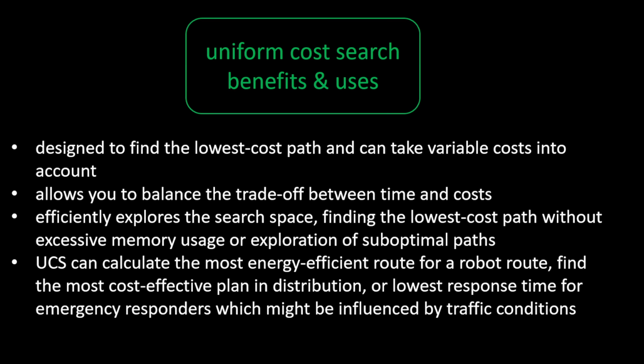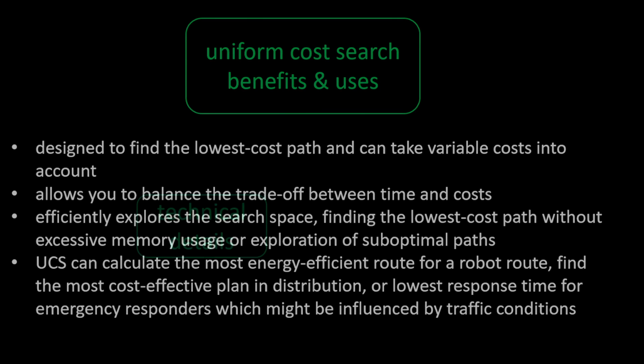So with this algorithm, we can find the most energy efficient route for a robot, the most cost-effective plan in distribution, or lowest response time for emergency responders, while they might be influenced by things like traffic jams or traffic lights, etc. So wherever there's some type of cost involved, we can use the uniform cost search algorithm.